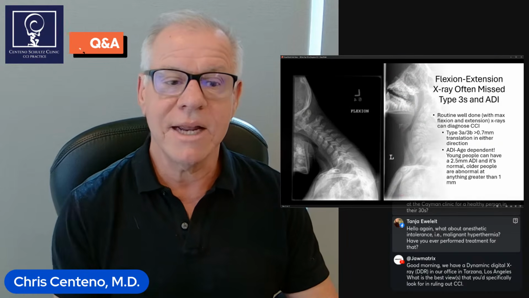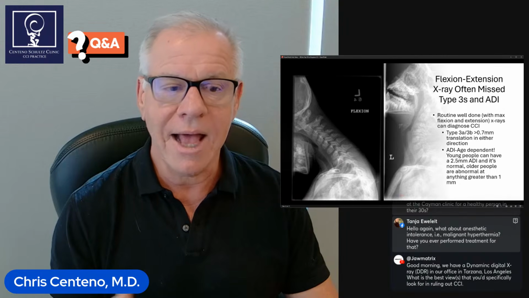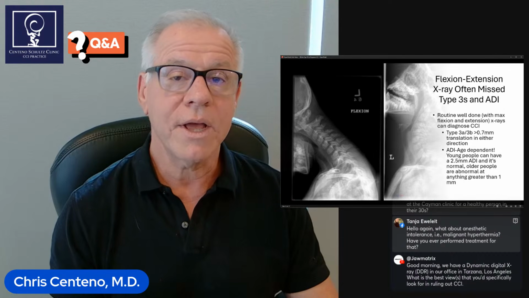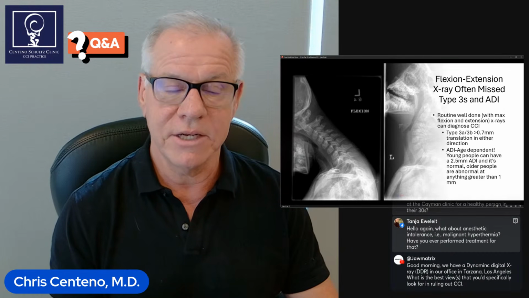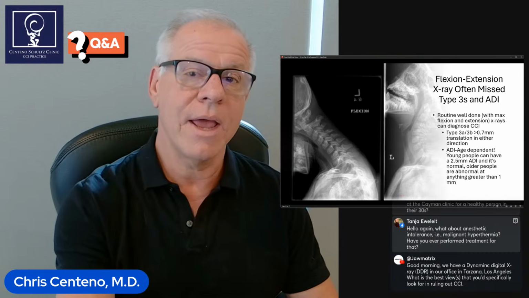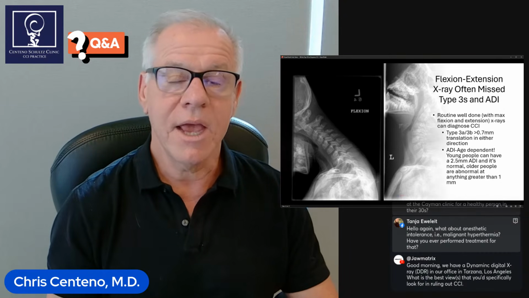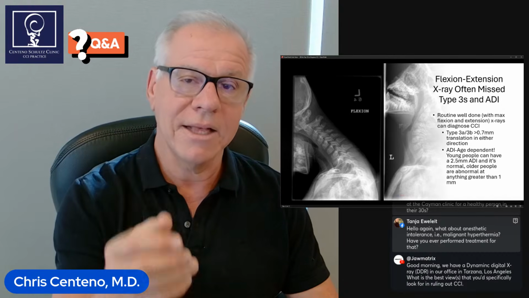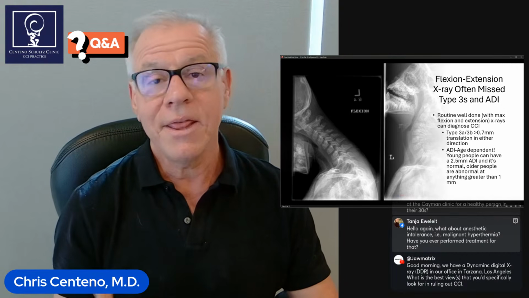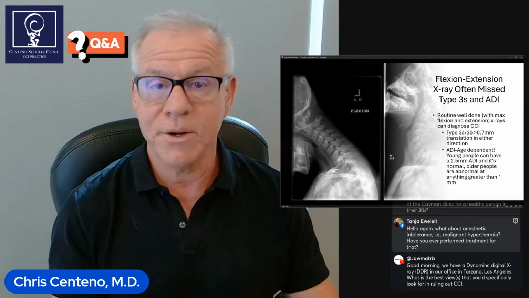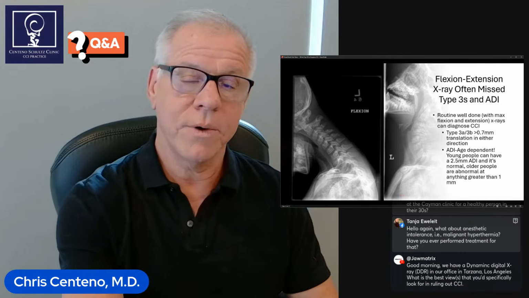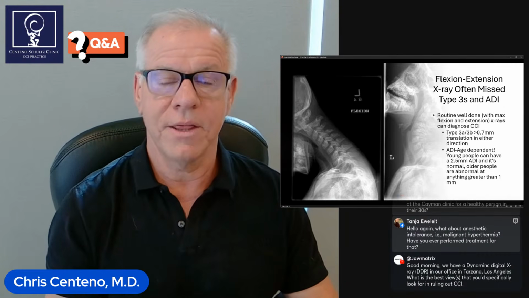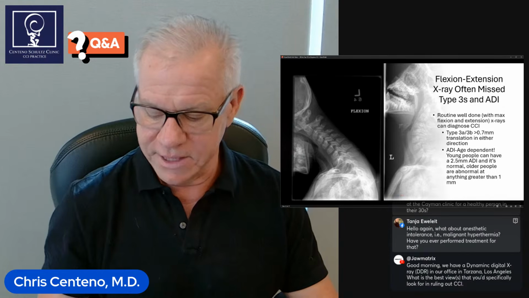And then flexion extension MRIs, as the last category here, we're looking for translation or movement at C2-3. We're looking for increased ADI. Increased ADI is that distance between the dens and the atlas when you go into flexion. And there, it's age dependent. So the normal for a 25-year-old is totally different than the normal for a 60-year-old, for example.